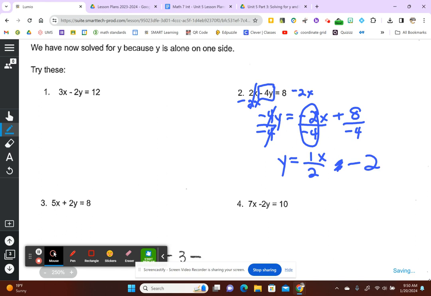Now, notice this 1/2 x can be written many different ways. I can write it just like I did, 1x over 2. And if you look at that, that can also be written as 1/2 x. And it actually can also be written as x over 2. One way that it can't be written, though, is you cannot write it as 1 over 2x.